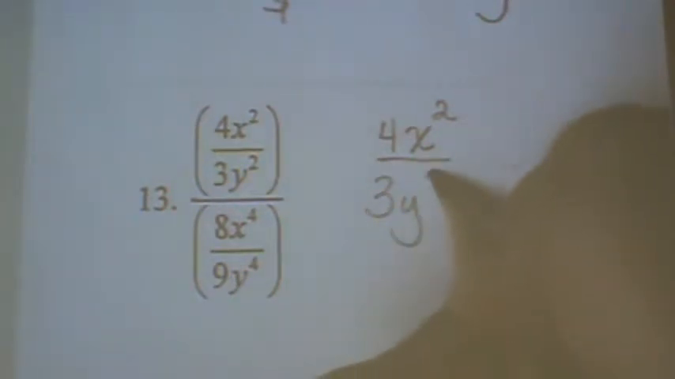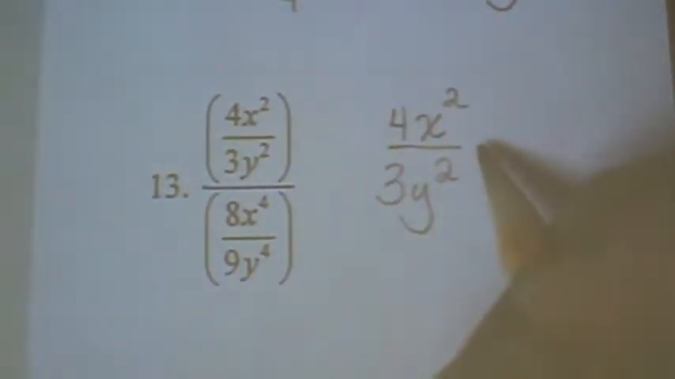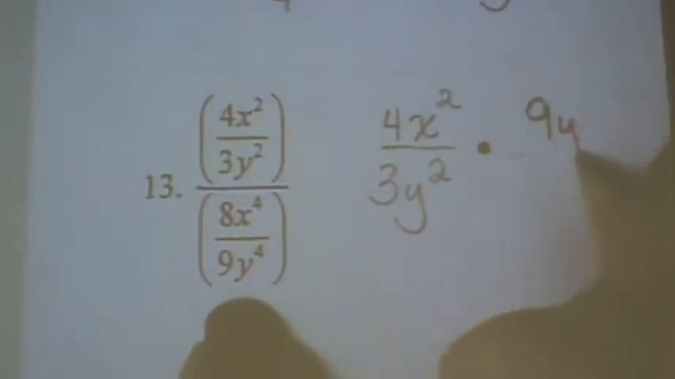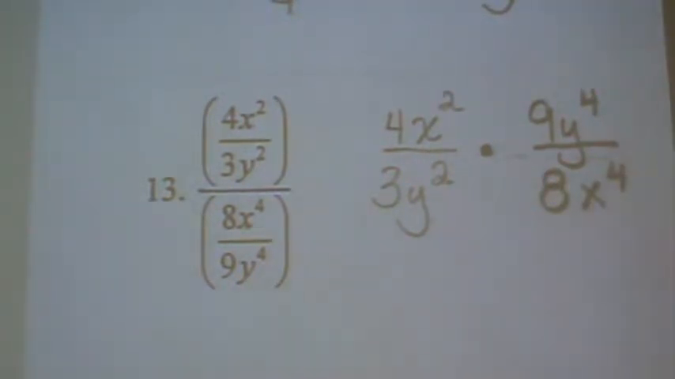Next one. We have a complex fraction. We have a fraction, a rational number, divided by another rational number. This is your main fraction line. So what you're going to do is 4x squared over 3y squared. And you are going to divide, this is your main fraction line, so we are going to flip and make this 9y to the 4th over 8x to the 4th.